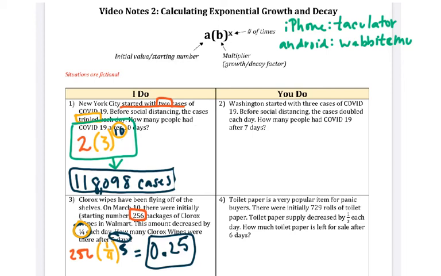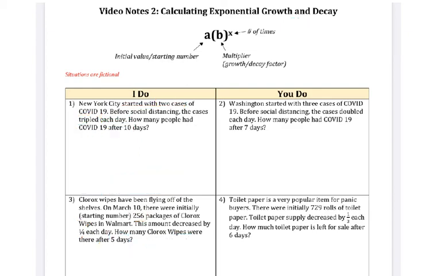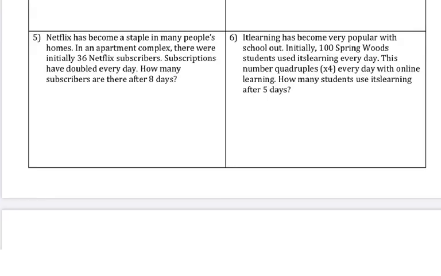Same idea. We have a starting number. We have a multiplier. That multiplier could be a whole number to make this thing grow, or it could be a fraction to make it decay, to make it go downward. Okay, so go ahead and try number 4. All right, this worksheet's really easy. There's only 6 questions for video notes too. So now let's try number 5.